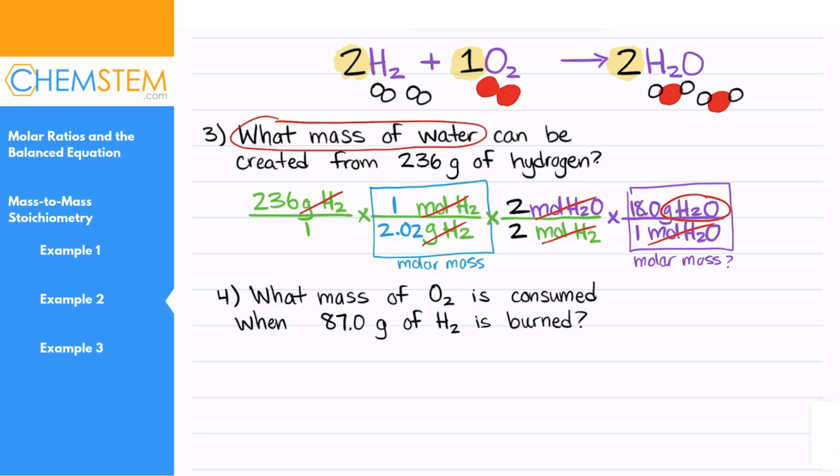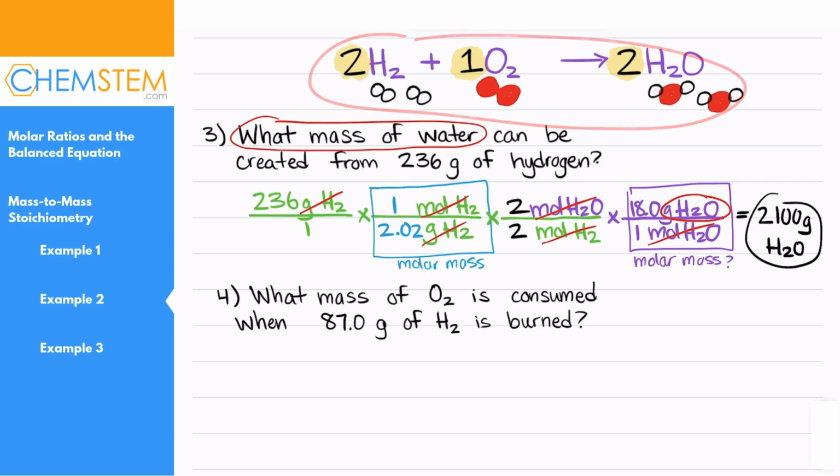When you do your math, you will get the correct answer. So let's see what that is. About 2,100, I'm just going to round, 2,100 grams of H2O. So this is how stoichiometry works when you have to go from grams to grams. And notice again how we didn't even mention oxygen in the question, so we didn't need to use oxygen in our math. Of course, it definitely still exists, so you can't just get rid of it.